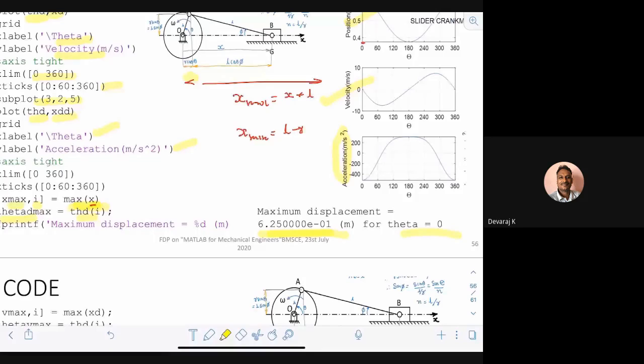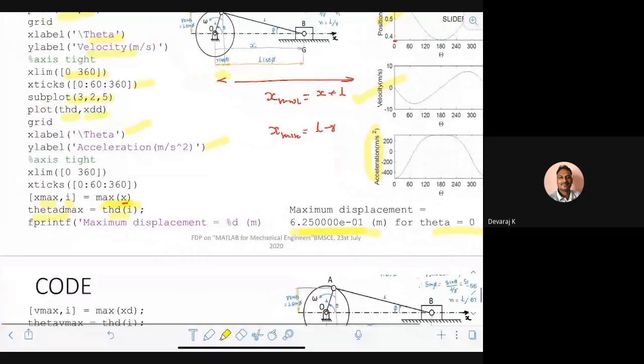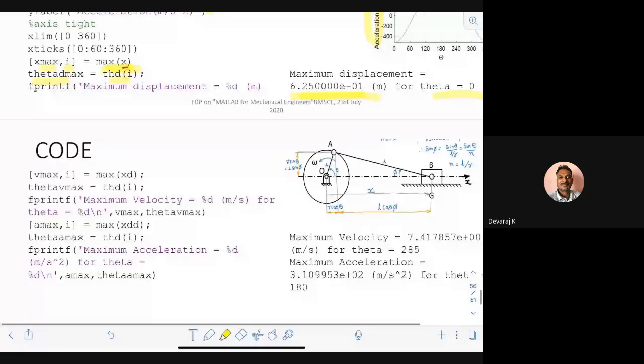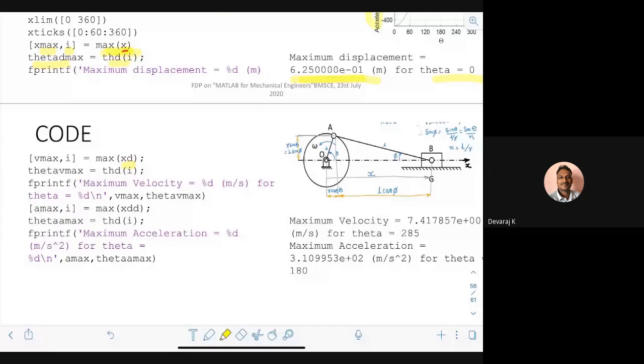Okay, so you can easily find out the maximum value of X, not only that, but also the location. Similar to the problem Professor Narari solved, you can find out at what location the cable value changes from tension to compression. And similarly, you can get maximum displacement. You can also get maximum velocity. So the maximum of XD will give me the maximum velocity.